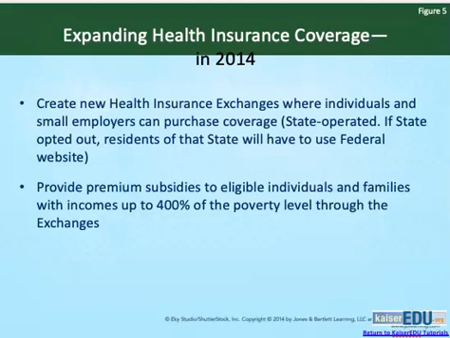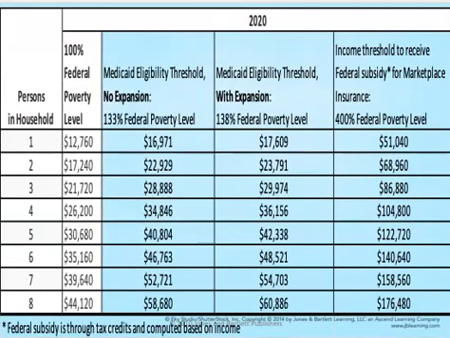Other provisions to expand health insurance coverage in 2014, the law created new state-based health insurance exchanges or marketplaces where individuals and small employers can purchase the coverage. So these exchanges will allow individuals to compare plans and select the one that best meets their needs. To ensure that coverage in the exchanges is affordable to most consumers, starting in 2014, premium subsidies will be available to those with incomes up to 400% of the poverty level. So let's look at that federal poverty level table in this slide.